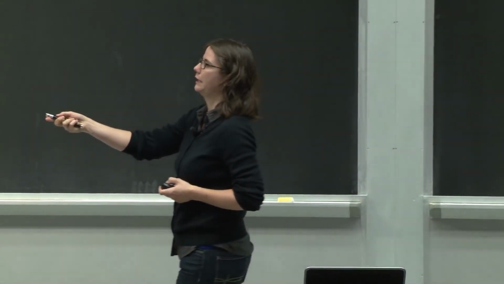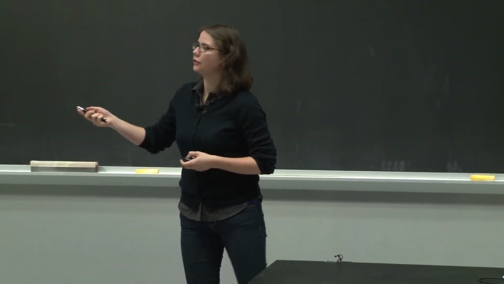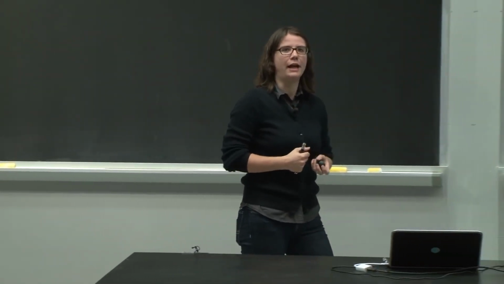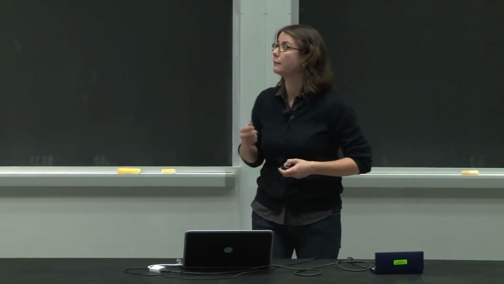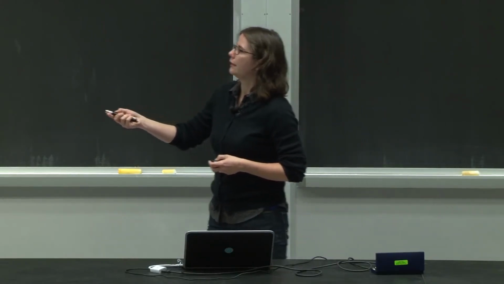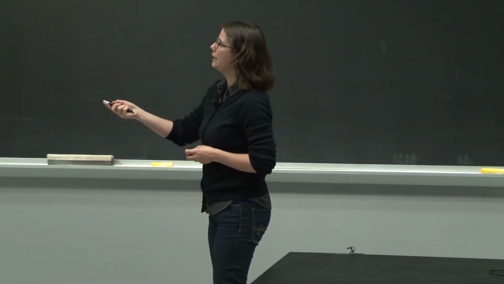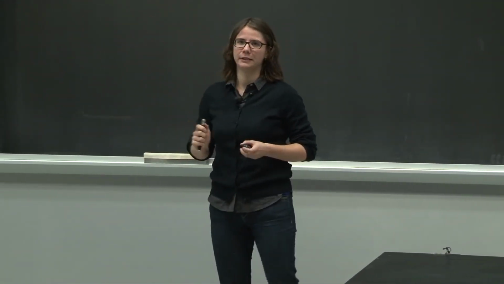Next two we call getters, and the two after that we call setters. Okay? And getters and setters are very commonly used when implementing a class. So getters essentially return the values of any of the data attributes. Okay? So if you look carefully, getAge is just returning self.age, and getName just returns self.name. So they're very simple methods.